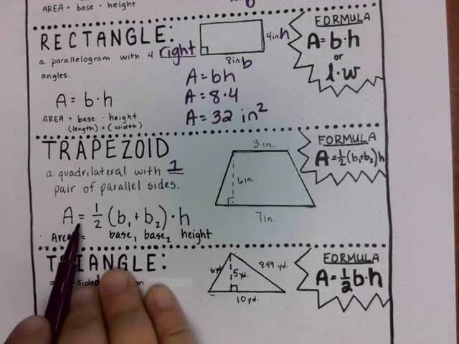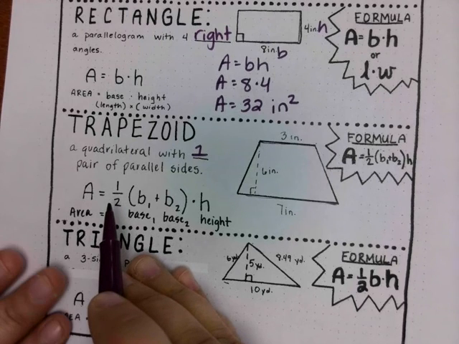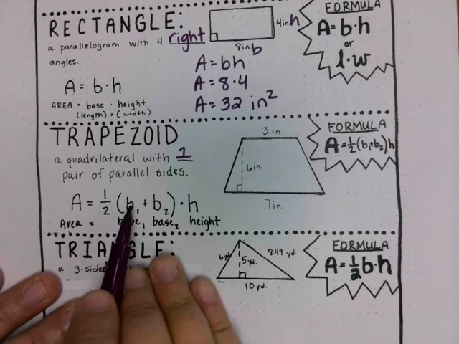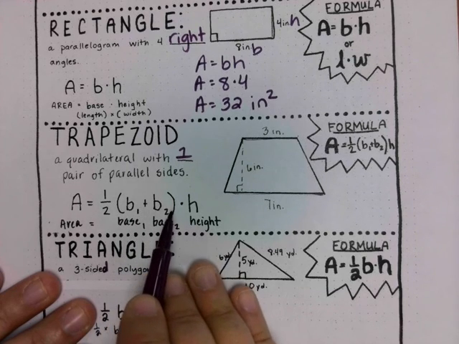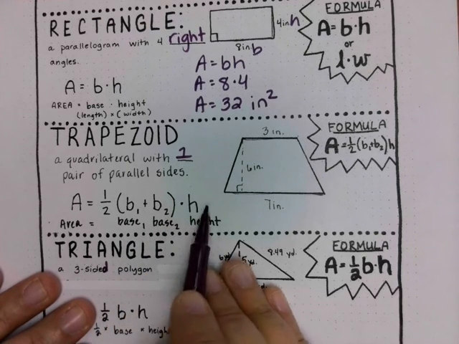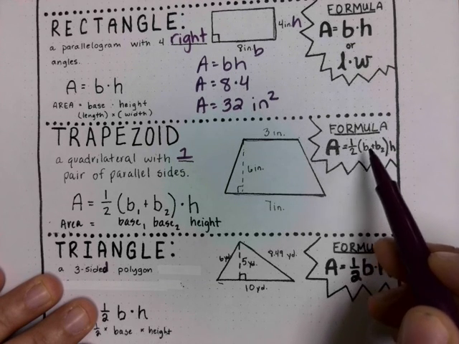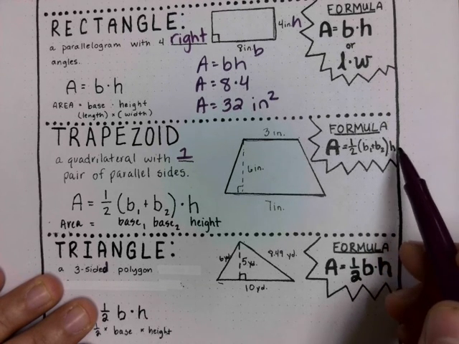All right, so the formula, like I said, was a little bit longer. We have A equals 1/2 times, the parentheses, B1 plus B2, close the parentheses, times the H. So your formula chart actually gives it to you like this, 1/2 parentheses B1 plus B2 times the height.